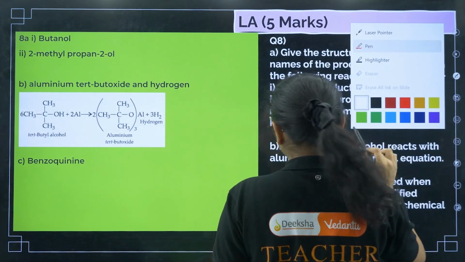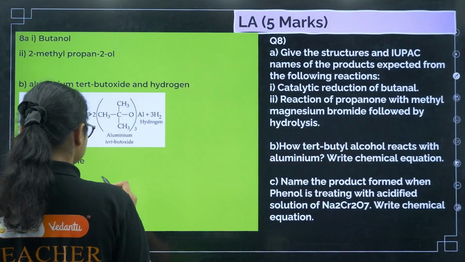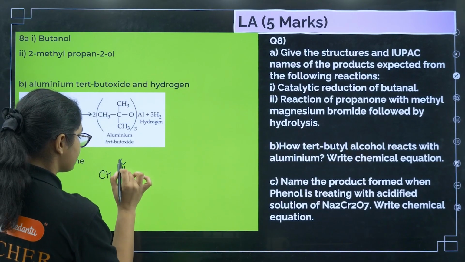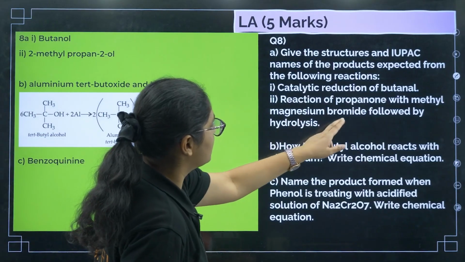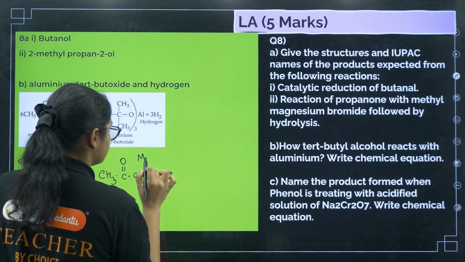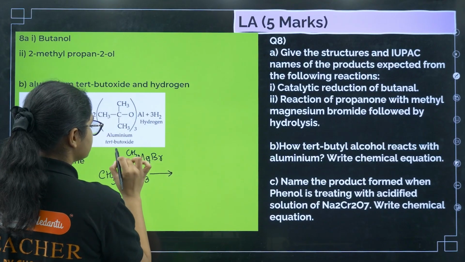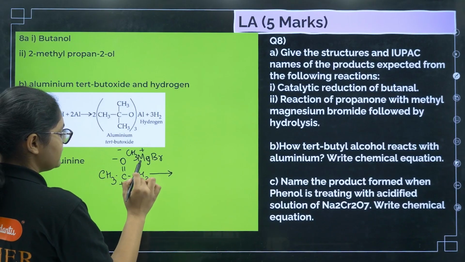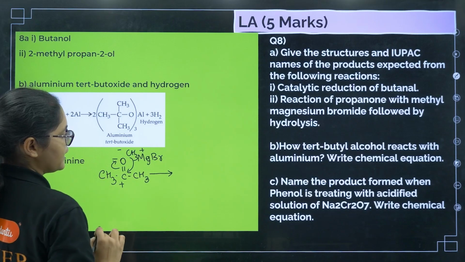So I want to draw this reaction and show you. Let me draw here. Propanal is like this, and you are reacting it with methyl magnesium bromide, that is MgBr and CH3. So this is minus, this is plus, this is minus, this is plus. This one will attack on this one, this bond will shift here, and this one will take MgBr.